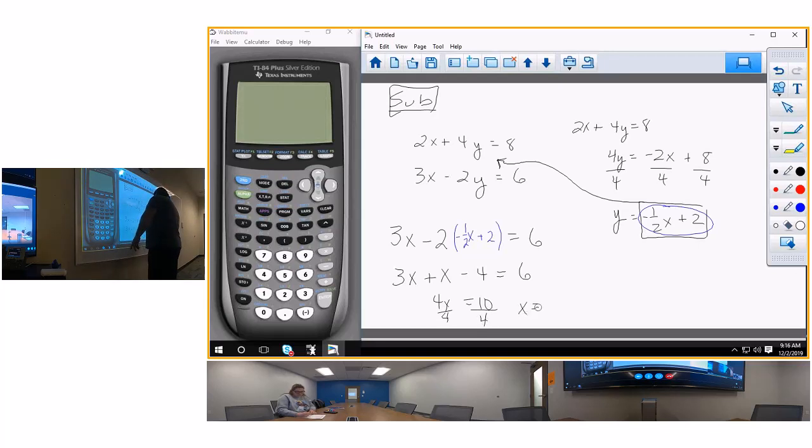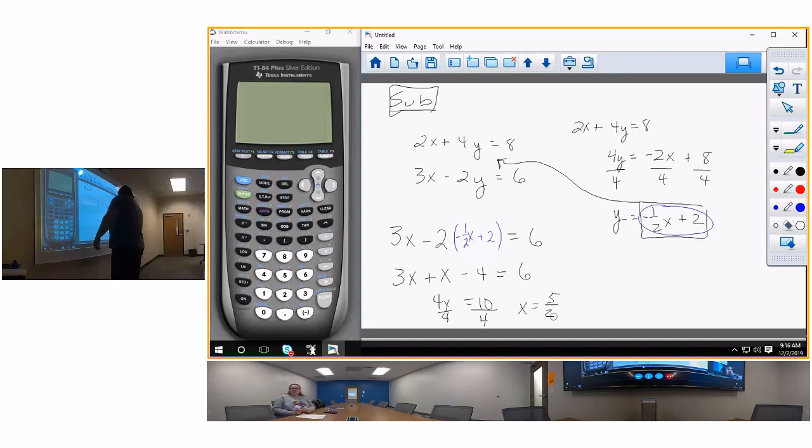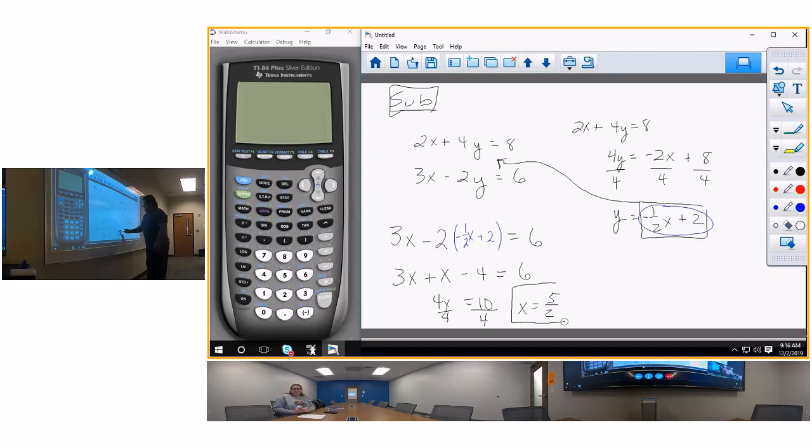And what's x? x is equal to 5 over 2. Right? Is that what we got a while ago, on the previous problem? Yeah, that's right. Okay. So what do you do with x is equal to 5/2? Back substitute it into this.